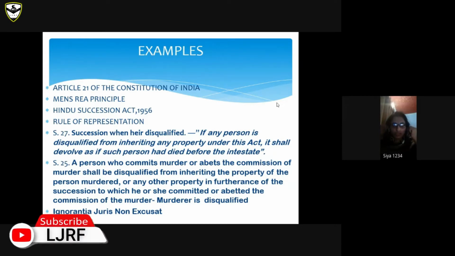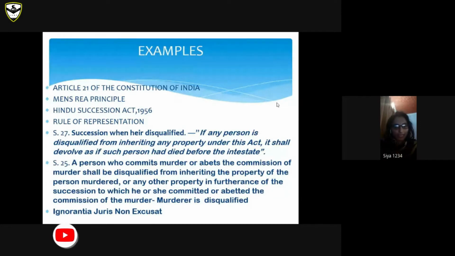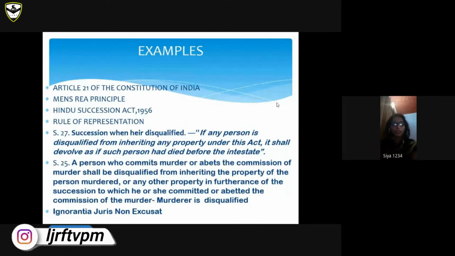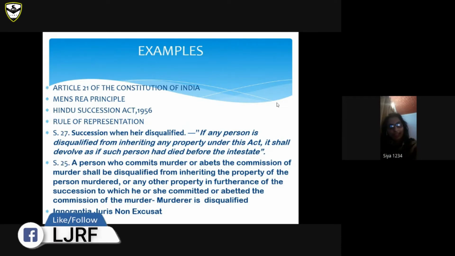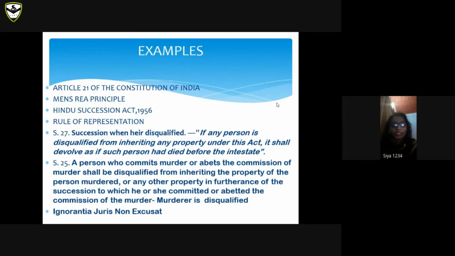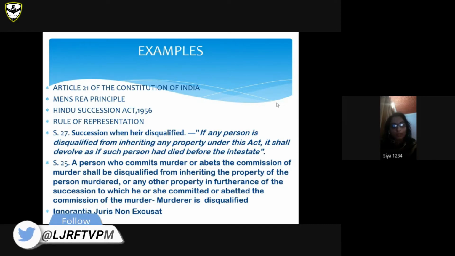Have you got it? I think. Yes. Is it clear? Yes, ma'am. Somewhat. Okay. What I'm trying to say is, even though Section 27 is disqualifying a murderer's son or daughter or whoever it may be, when there is a rule of representation, their next generation or their heirs will inherit the property. Then what is the need of disqualifying a murderer? As long as there is a rule of representation applicable to this murderer, there is no difference at all.